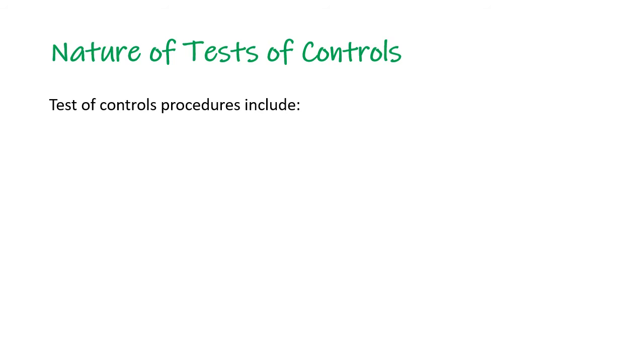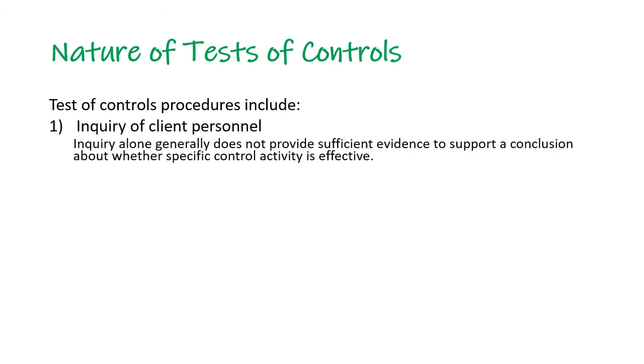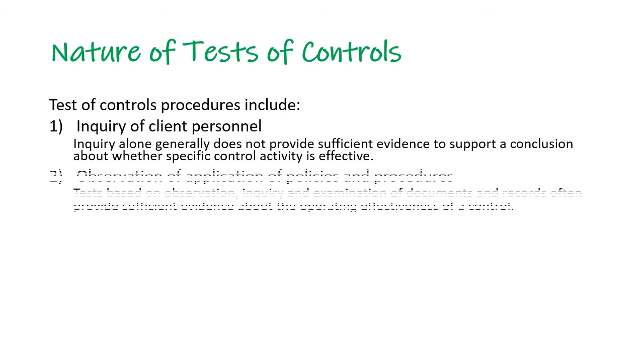So what would be the test of controls procedures that can be done? It could be inquiry of the client personnel. However, you must remember that inquiry alone is not enough to provide sufficient evidence to support a conclusion about whether the specific control activity is effective. Remember, you're just asking, okay? You cannot get very solid evidence. That's why in court, right, when someone gives testimony, separate supporting evidence is needed. It's not enough that you are able to get a response. You need other supporting evidence.